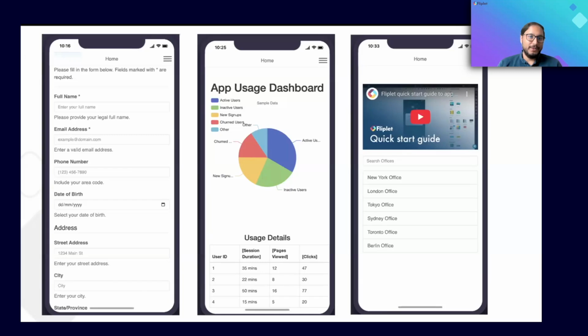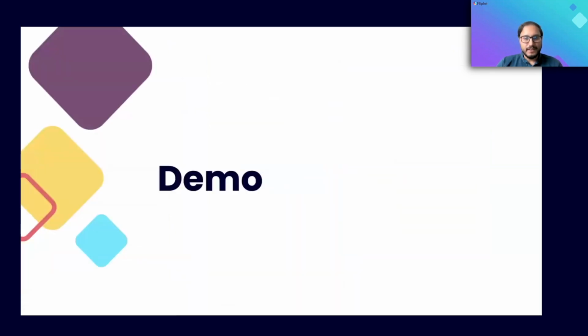And in the middle, we have a dashboard showing your app's usage in a pie chart and table. On the right-hand side, you have media, like an embedded YouTube video, and a list of offices that are searchable, basically a list from a data source. So I want to show you quickly what we're working on next for this.